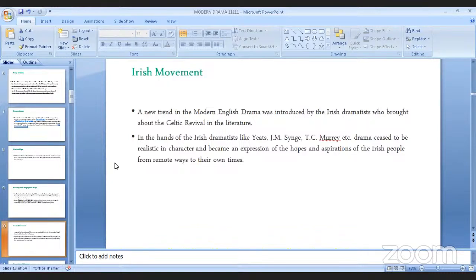Irish movement. Again, a new trend in modern English drama was introduced by the Irish dramatists who brought about the Celtic revival in literature. In the hands of Irish dramatists like Yeats, J.M. Synge, T.C. Murray, etc., drama stopped being realistic in character and became an expression of the hopes and aspirations of the Irish people from remote ways to their own times.